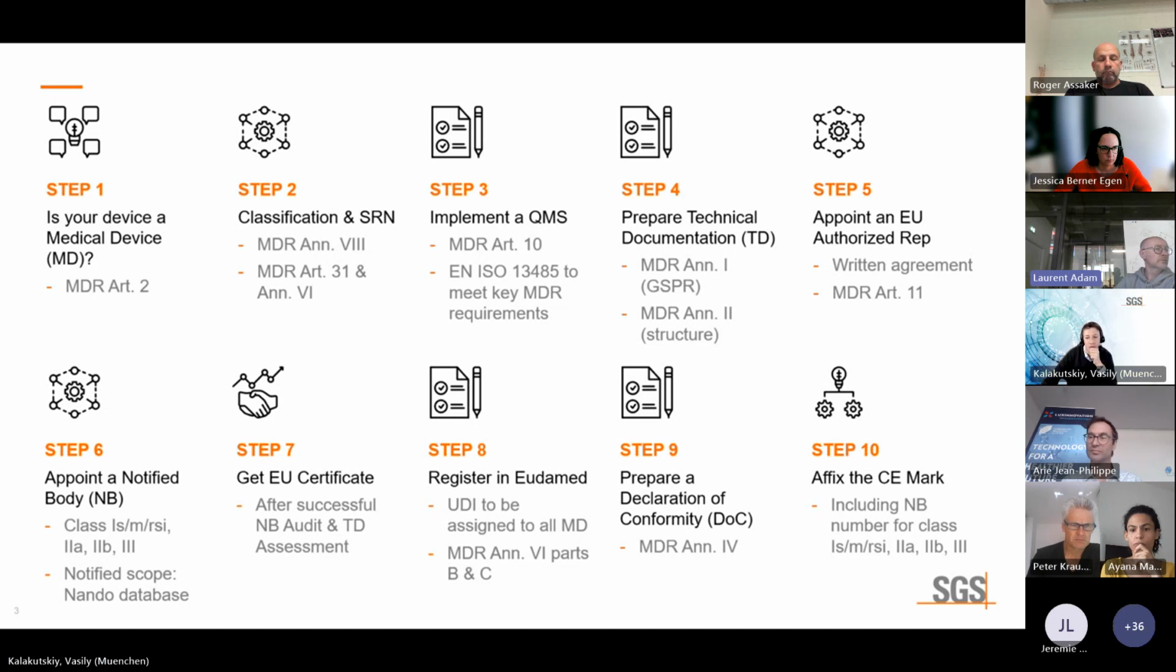No. So to sign documents, to make them official, to sign them electronically, we can use Acrobat Sign or the Microsoft signature process. It seems Microsoft is okay for ISO certification, but not for the MDR certificate.